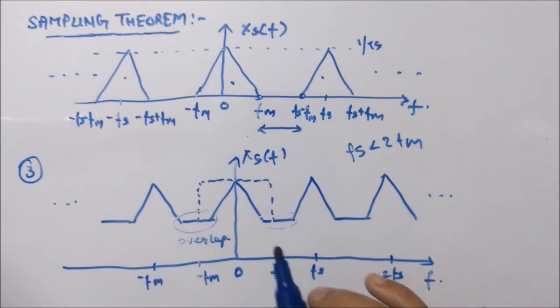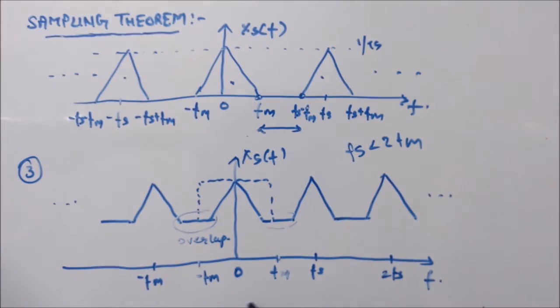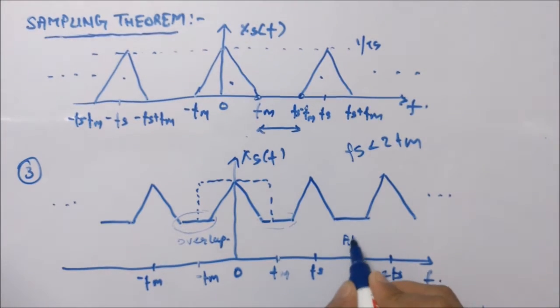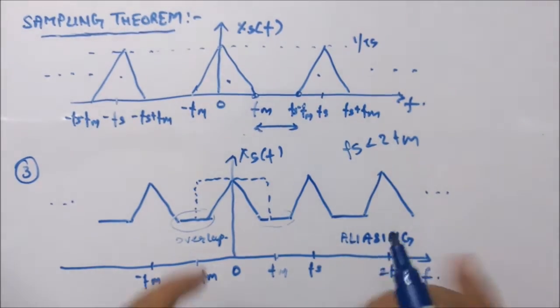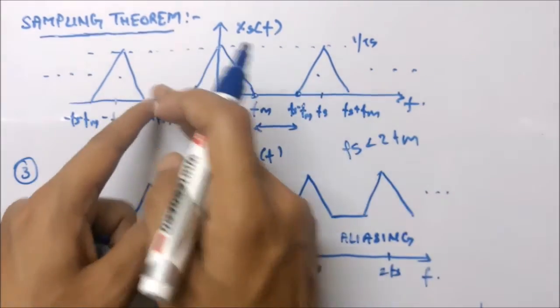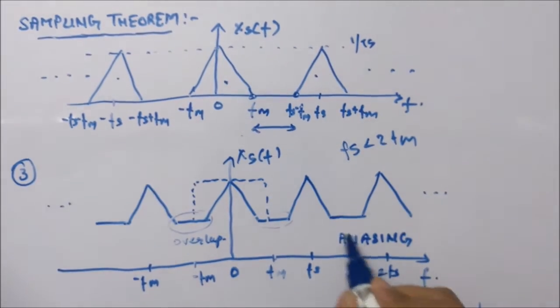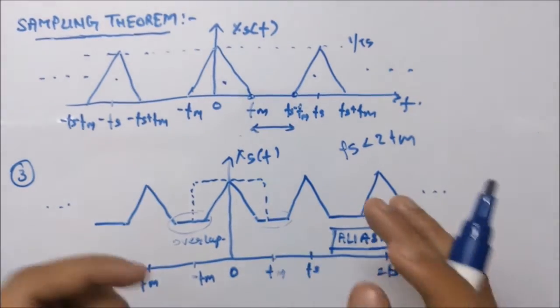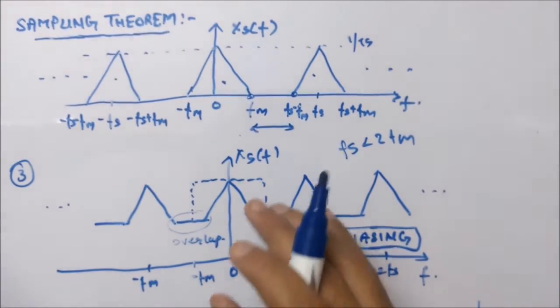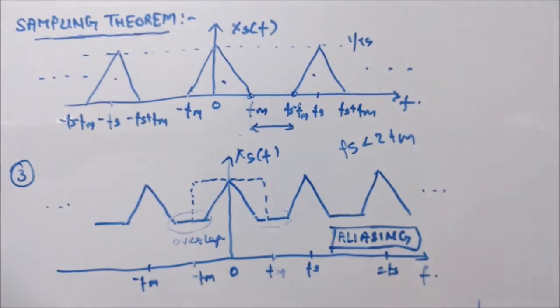This phenomenon is known as aliasing. I will write here aliasing, which is overlapping of repeated signal. When these two overlap, that is called aliasing. And you avoid aliasing. You don't want to do this because you won't be able to recover your original message signal from the sampled signal. That is why you avoid this situation. So next I will summarize what I am trying to say.